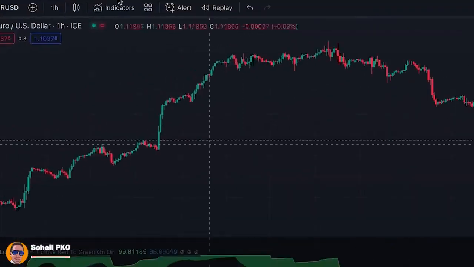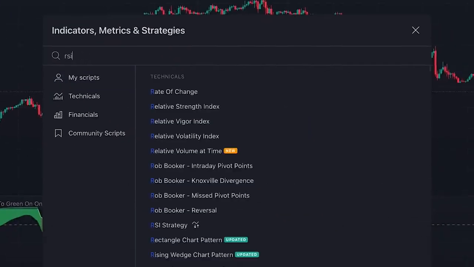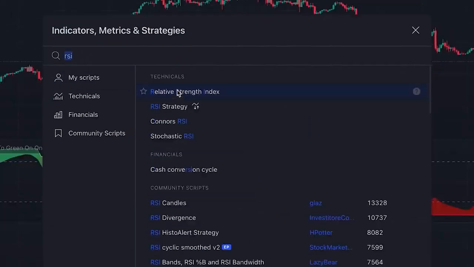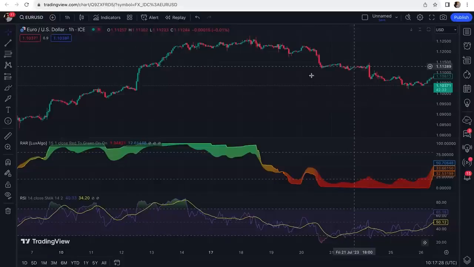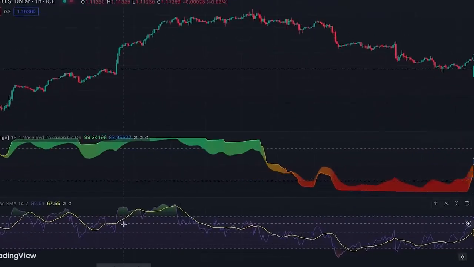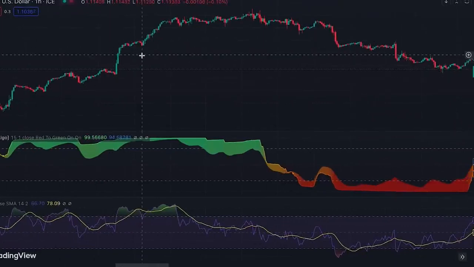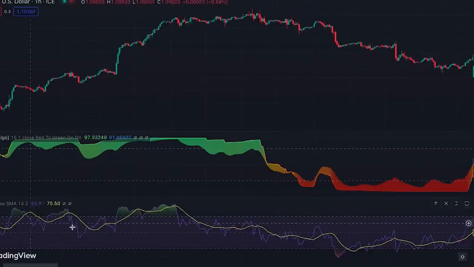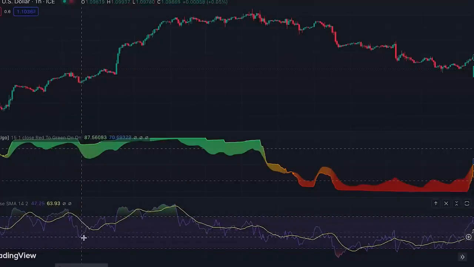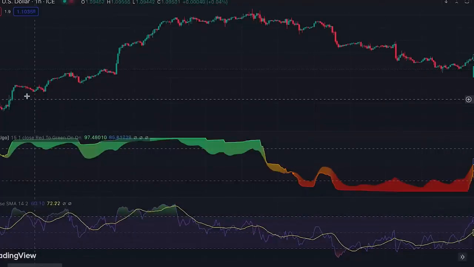So let me add the original RSI to our chart, this one, Relative Strength Index, to illustrate how they differ from each other. With the original RSI, you know that it's very sensitive to retracements or pullbacks in the market, and unfortunately it generates many false signals, whether it's crossing below 80 or crossing below its moving average line or even crossing below 50.